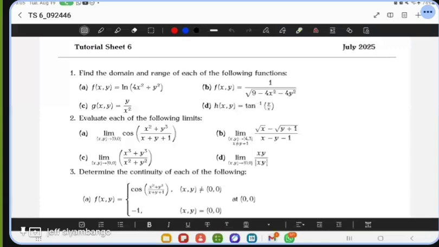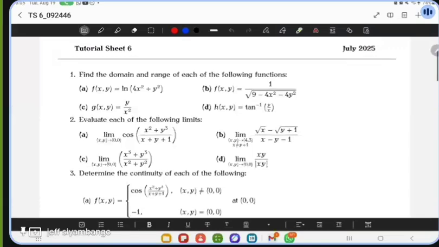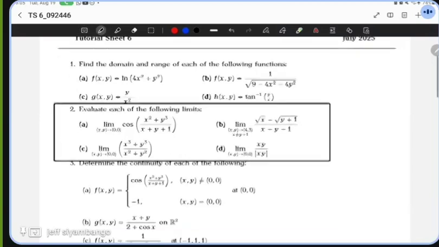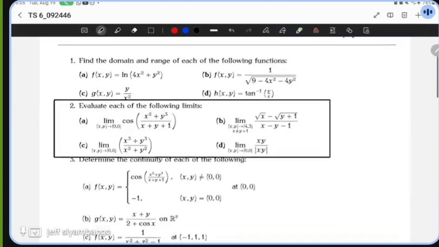So let's look at a few from the tutorial sheet as requested, and here, evaluate the following limits. We're going to pick from this category. So what do we have? The first one is straightforward. Let's see what's there. We have the limit as x, y approaches 0, 0 and then we have cosine of (x squared plus y squared), y to the power 3 over x plus y plus 1.